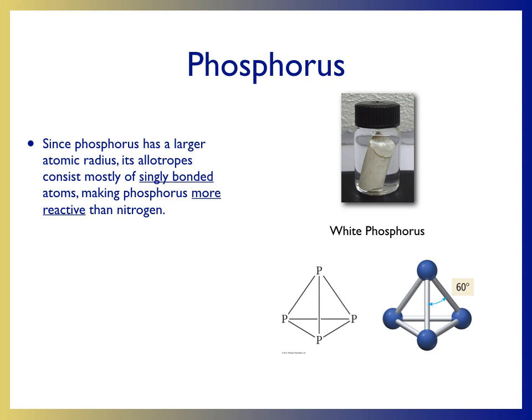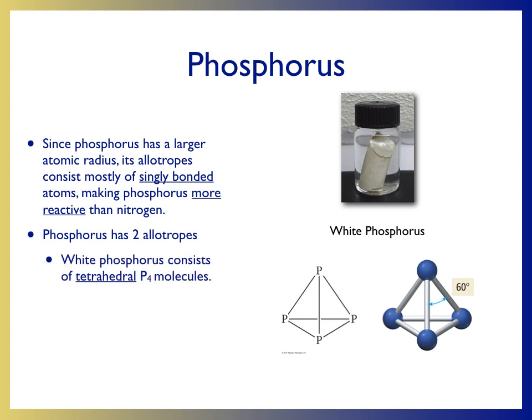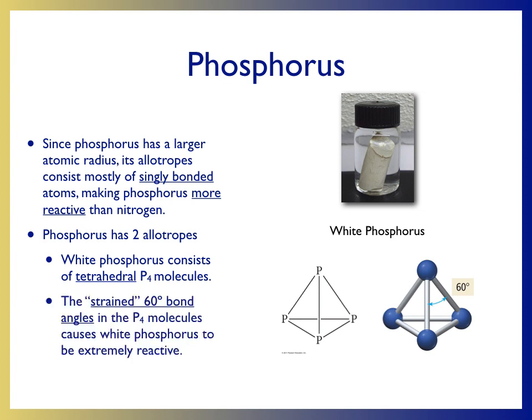We can look at the allotropes of phosphorus just like we did for carbon. Phosphorus has two major allotropes that are much more reactive than nitrogen is. The most reactive allotrope of phosphorus is white phosphorus, or P4. White phosphorus contains tetrahedral P4 molecules. Why is this structure so reactive? Other than having the single bonds, we have another issue, and that is the bond angle between the phosphorus-phosphorus bonds. This bond angle is 60 degrees.